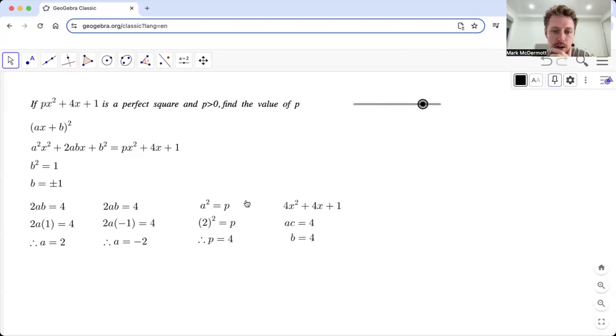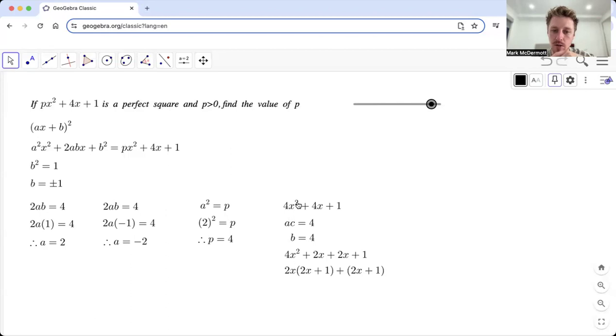So let's see what happens if we do that. This p value is 4, so it's going to be 4x squared plus 4x plus 1. And let's see if that's a perfect square. So some of the skills we've learned later in the unit, we'll be able to tell if this is a perfect square. So we're going to factorize this. We're going to say what multiplies to give 4 times 1 and adds to give 4. Okay, and hopefully you're thinking 2 and 2.